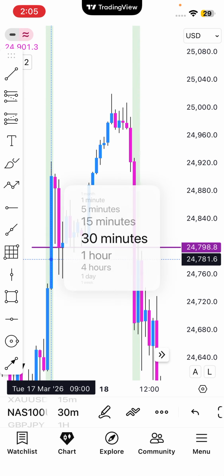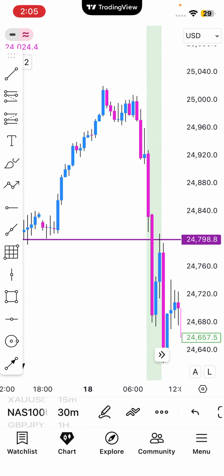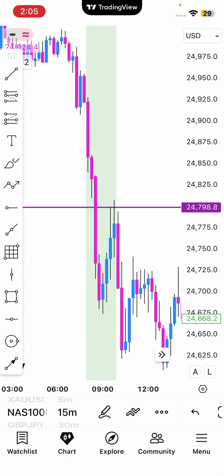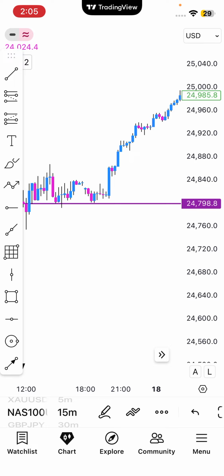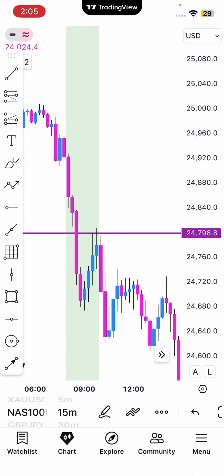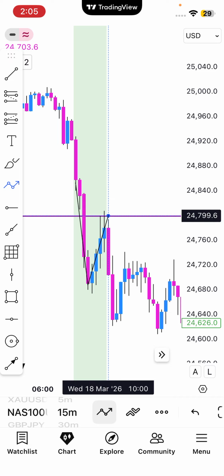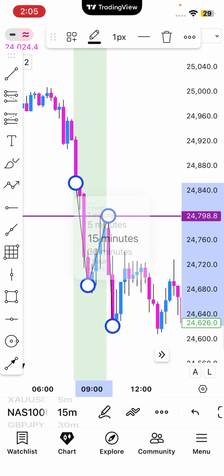So I'm just going to show you. So that's the level to enter from. You go to the 30 minute, go to the 15. You can pretty much see it making perfect sense, right? Because it's break and retest, right? Breakout, pull back, entry, and then go down.